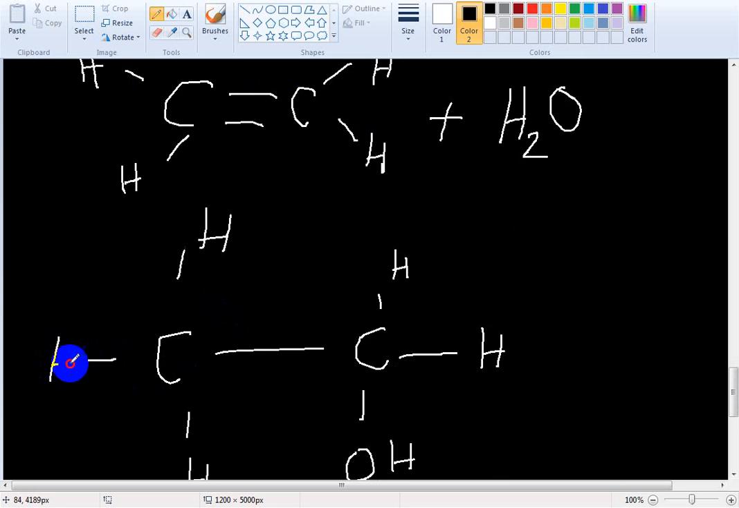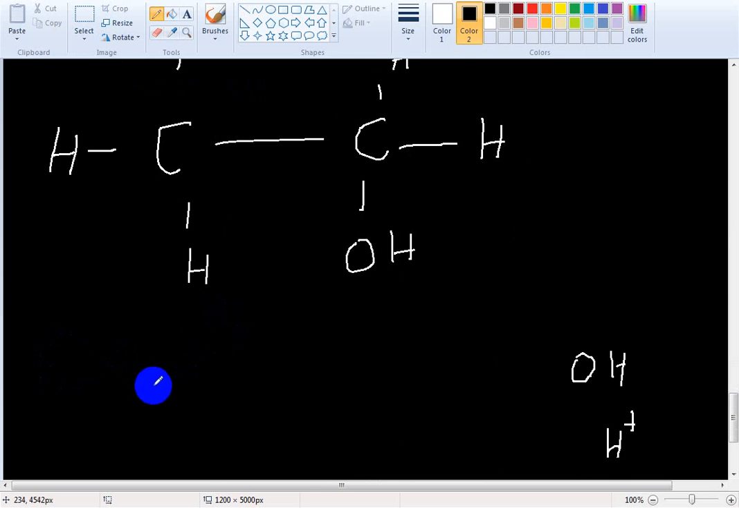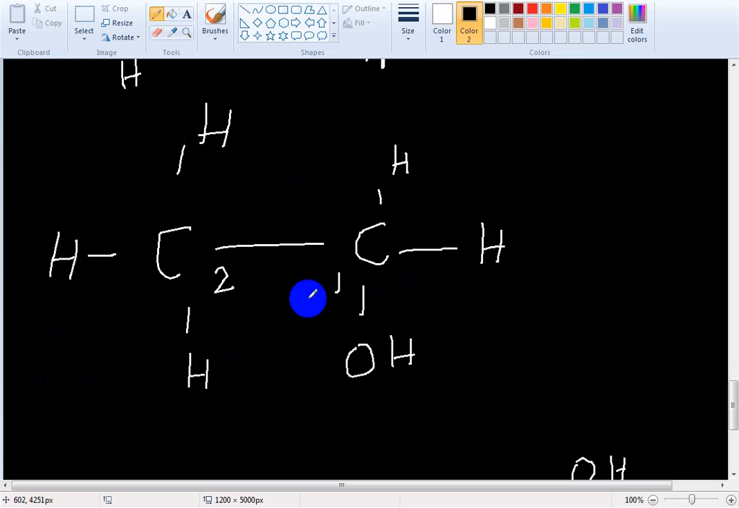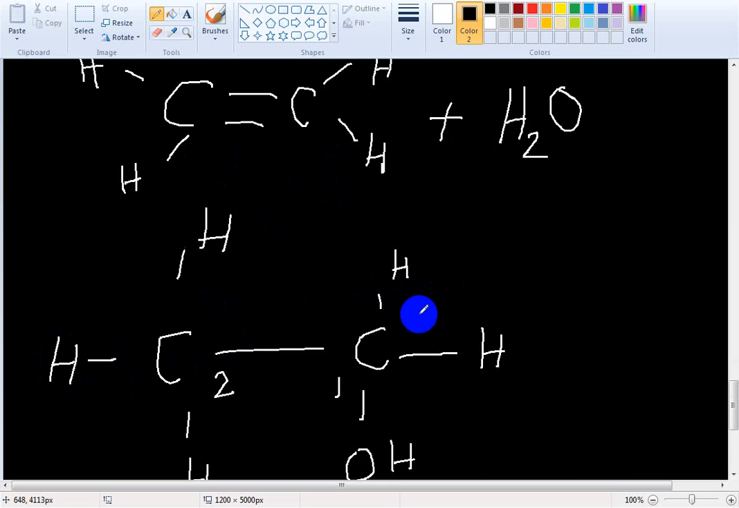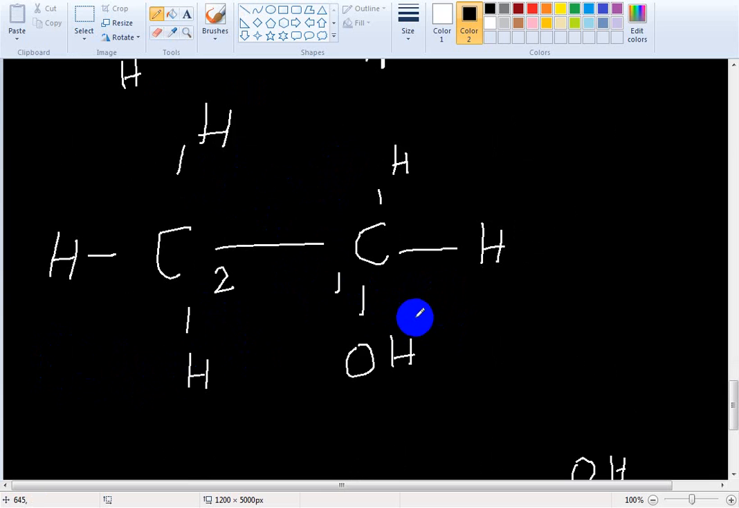What is the name of this alcohol? Do you know what it is called? We have made an alcohol by hydration of ethene. What is the name of this alcohol?